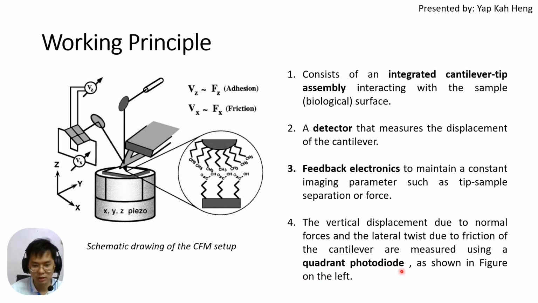So we have a quadrant photodiode here. We can accept the signal due to the lateral forces, from the friction of the cantilever, and also the normal forces. We can take the signal and then go to the photodiode.